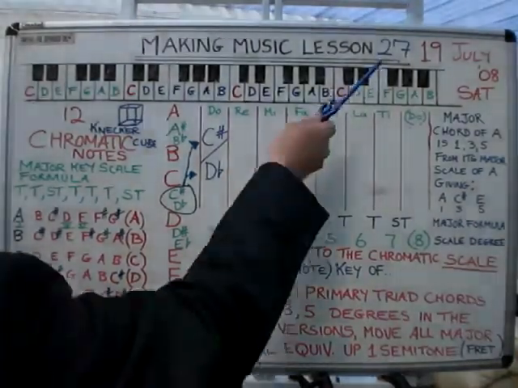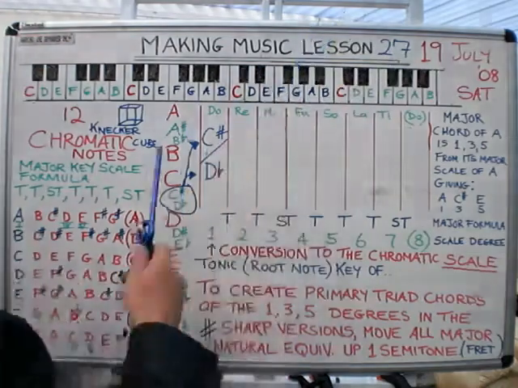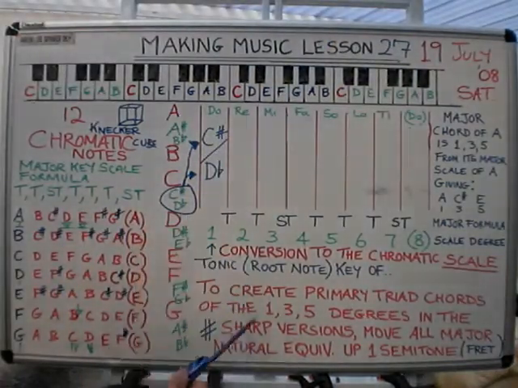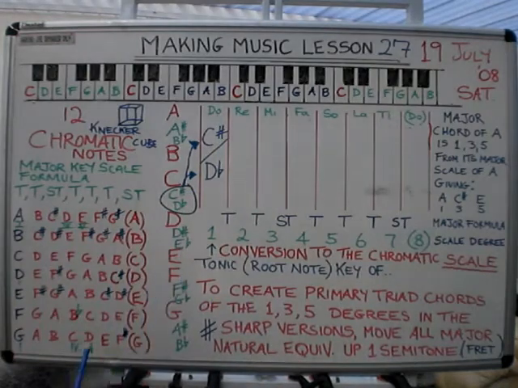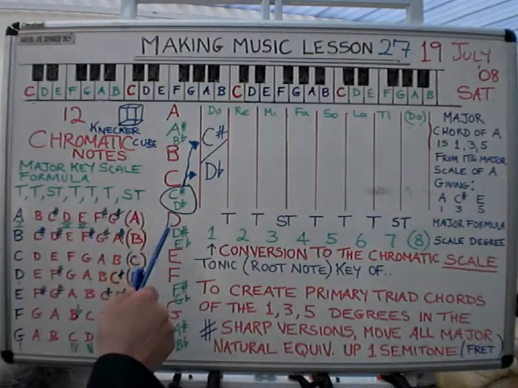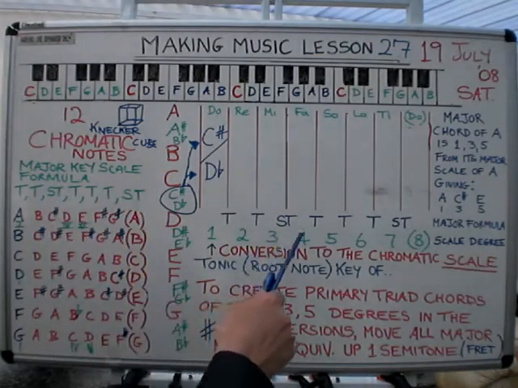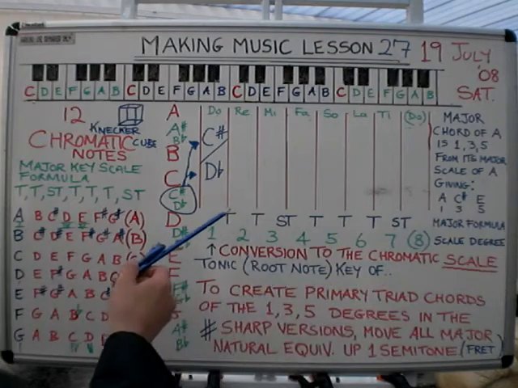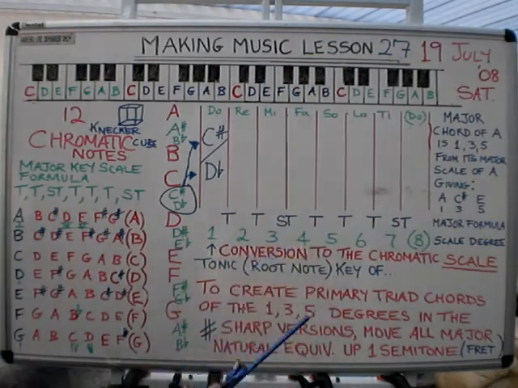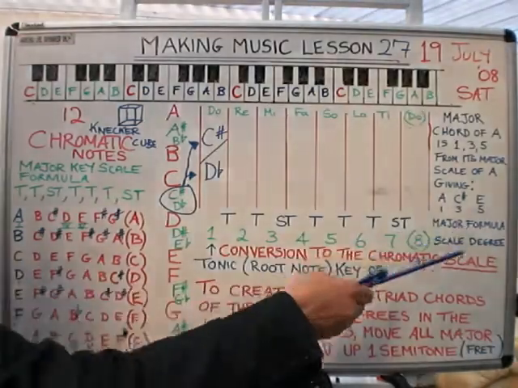Okay, welcome to lesson 27. If you've just watched lesson 26, we will continue where we were talking about the 12 chromatic notes converted into the chromatic scale. We converted it via the tone, tone, semitone, tone, tone, tone, semitone formula, the major formula.